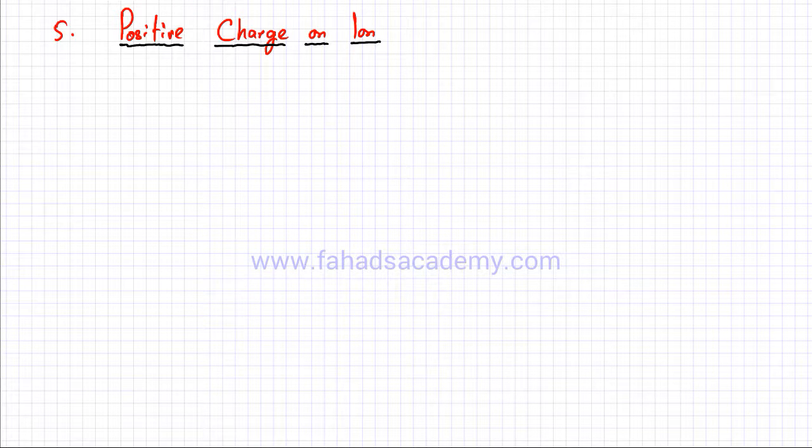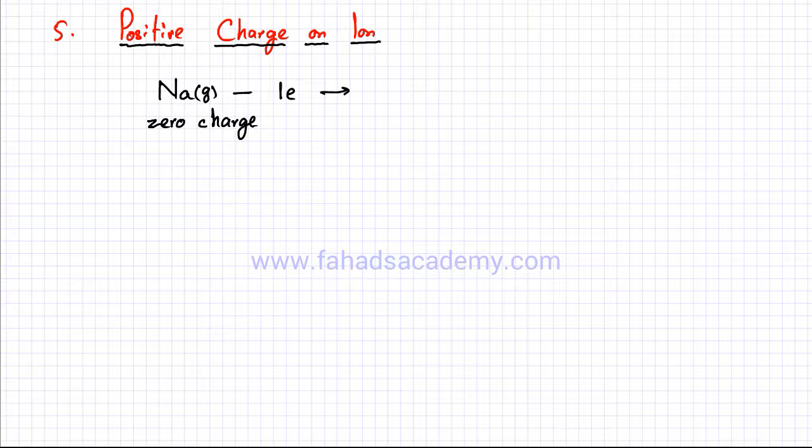The fifth point is the positive charge on the ion. And this is the fifth and the last factor that's going to affect the ionization energy. So if you're removing an electron, let's say I'm removing an electron from sodium. Now sodium is neutral. It has zero charge. And this is a gaseous sodium atom. So if I try to remove an electron, I subtract one electron, I'm going to get Na1 plus. And that's going to be a gaseous ion as well.